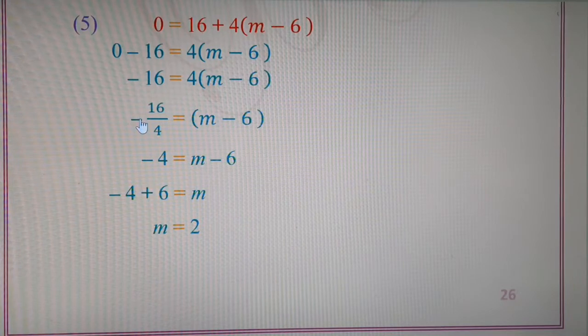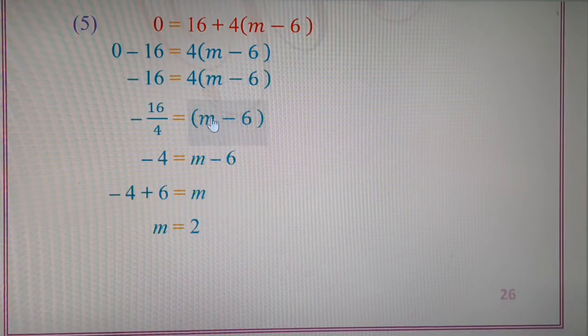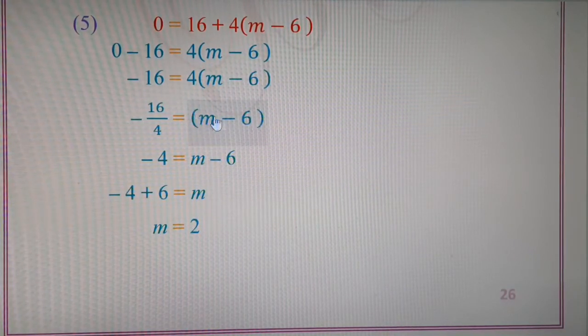And the minus sign we copy as it is. So in the next step we will get minus 16 upon 4 is equal to m minus 6. So RHS m minus 6 inside the bracket we will copy as it is. And in the next step m minus 6 will be written, but we will remove the bracket.